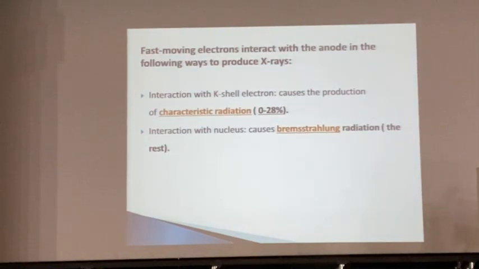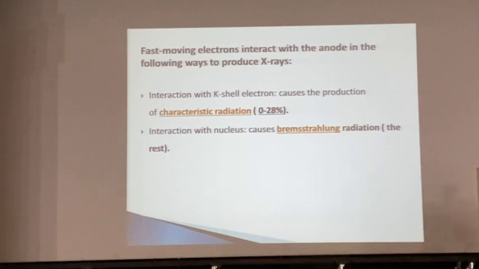Okay, as I said, there are two mechanisms of interaction between the electrons of the filament and those of the anode. You have the characteristic radiation, which is the minority, up to 28% of the X-ray produced by an X-ray tube, and it is used in mammography. The remaining percentage is the other type of interaction, which is called bremsstrahlung, okay?